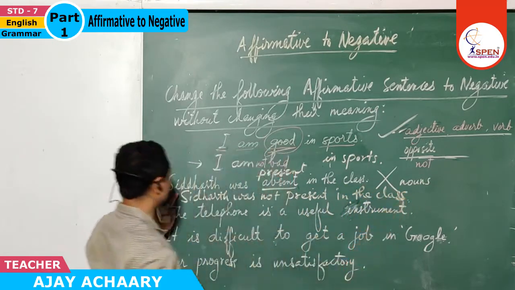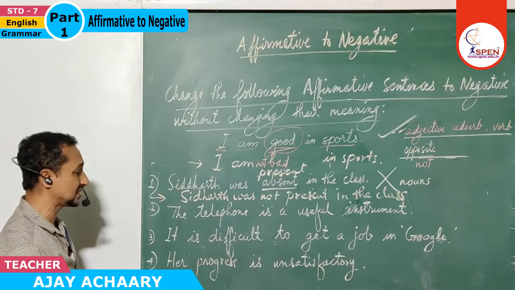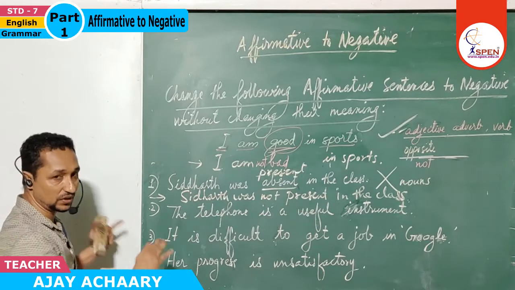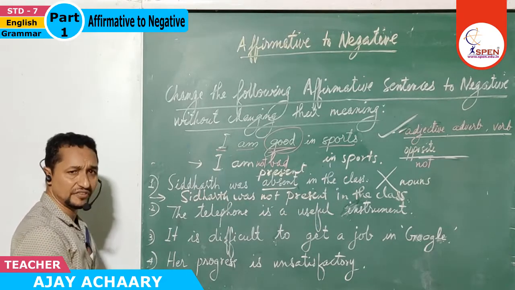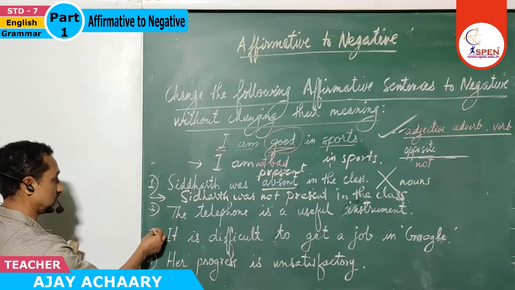This is the answer. Look at the question. Siddhant was absent in the class. Siddhant was not present in the class. Both have the same meaning. This is the way we can form the negative sentence. So let's try one more.